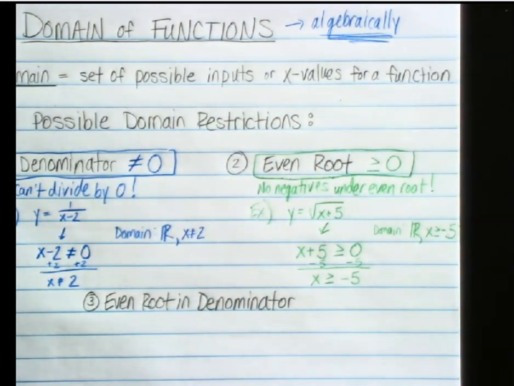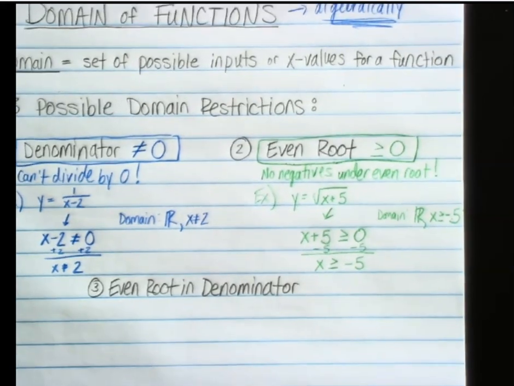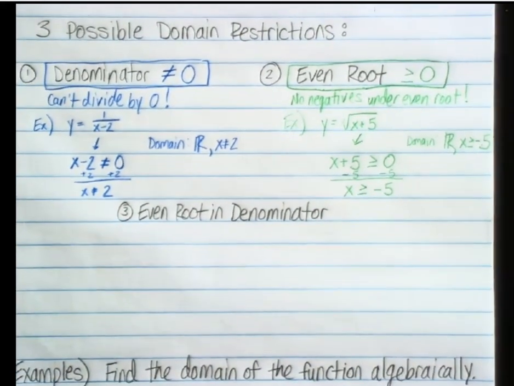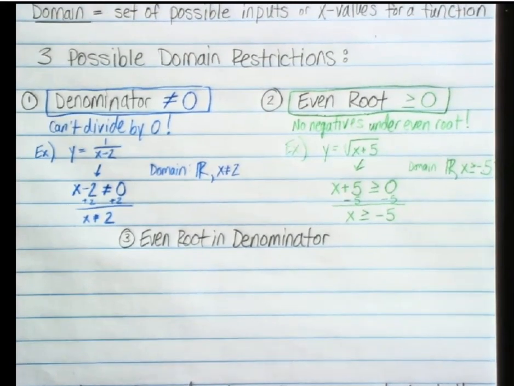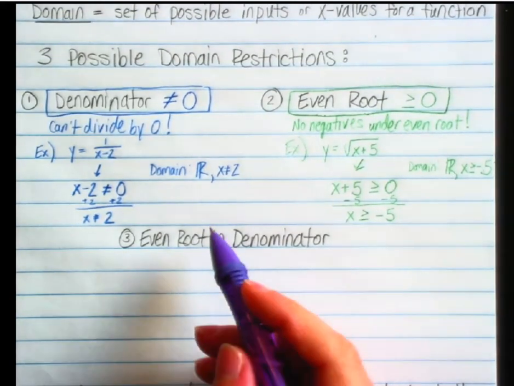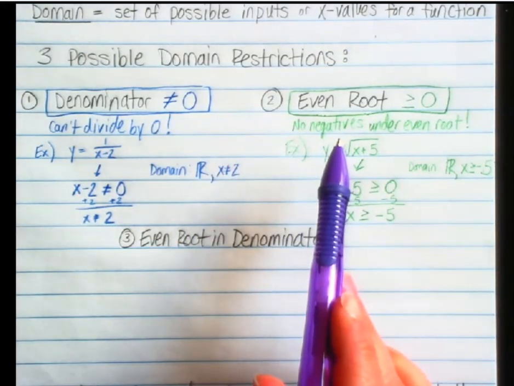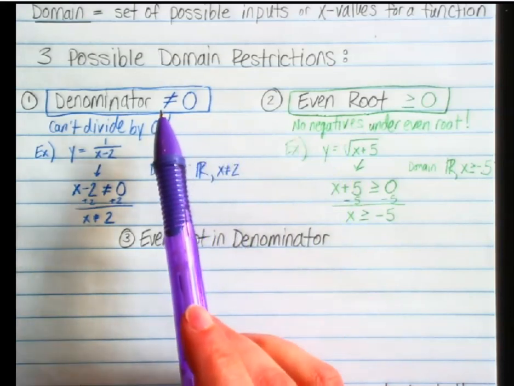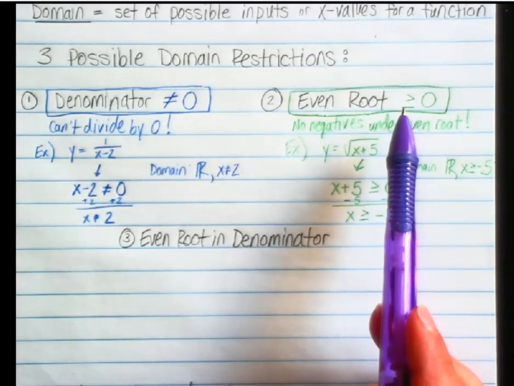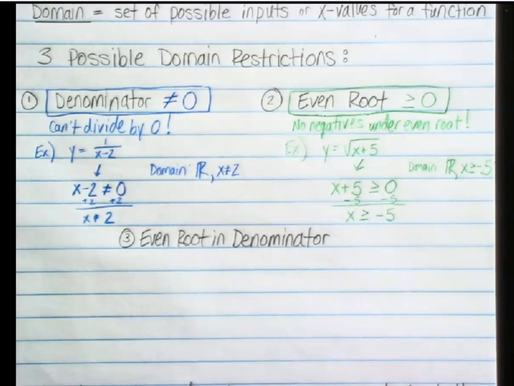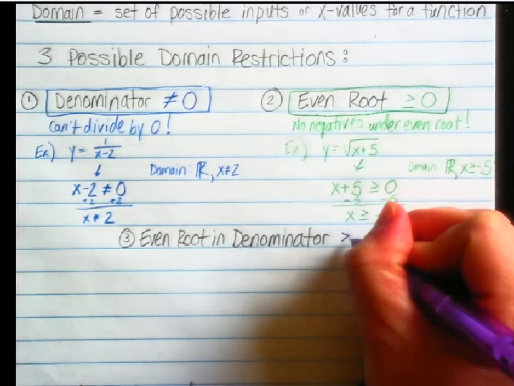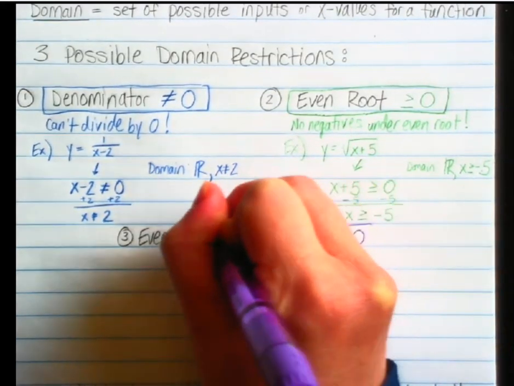The last domain restriction is actually just a combination of those top two, and that is that you can have an even root in the denominator. If there's an even root in the denominator, then we combine these two domain restrictions. That's to say it can't equal 0, and it has to be greater than or equal to 0. If we put those together, that's really just saying it has to be strictly greater than 0.